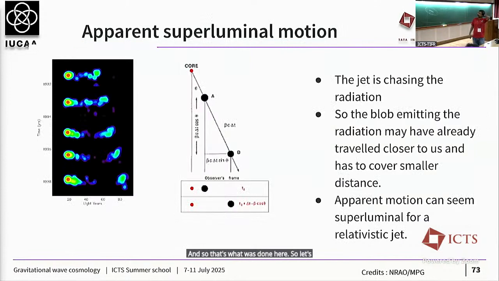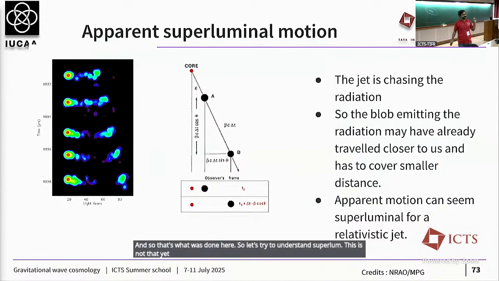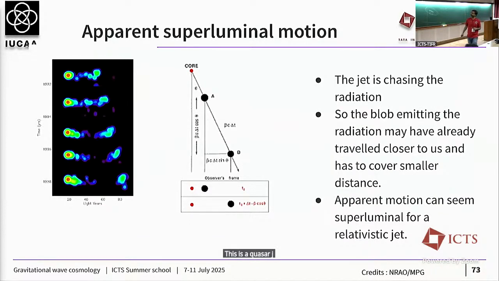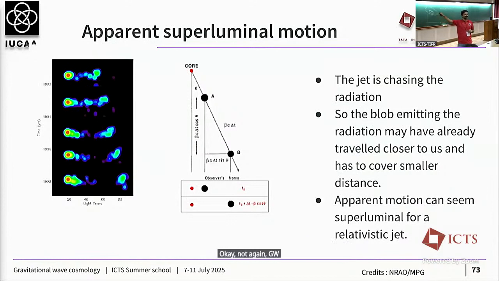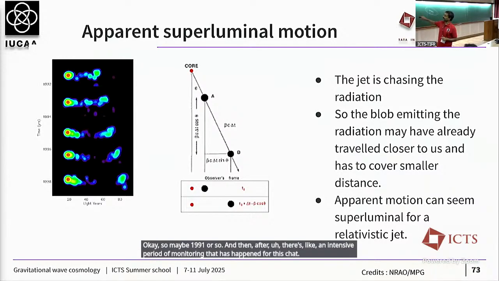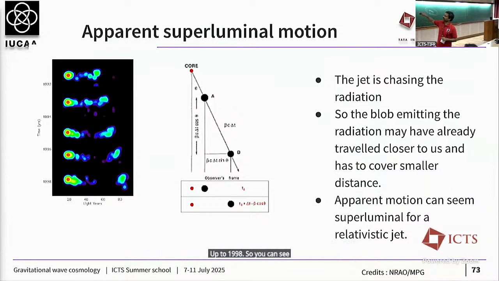So let's try to understand superluminal motion. This is not the jet from GW170817. This is a quasar jet instead. What you are seeing here are pictures of this jet taken with VLBI. Again, not GW170817. This is just to explain how this superluminal motion works. This was taken early in the 1990s, maybe 1991 or so. Then there was an intensive period of monitoring of this jet up to 1998. So you can see these VLBI images.